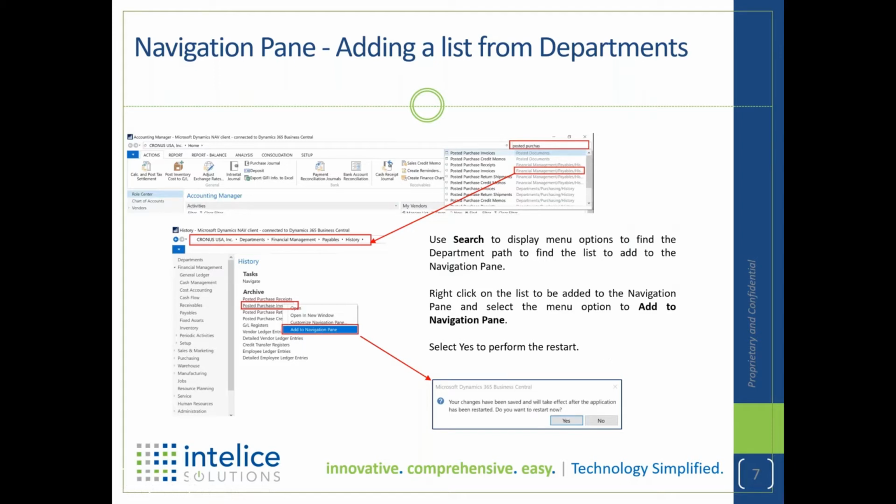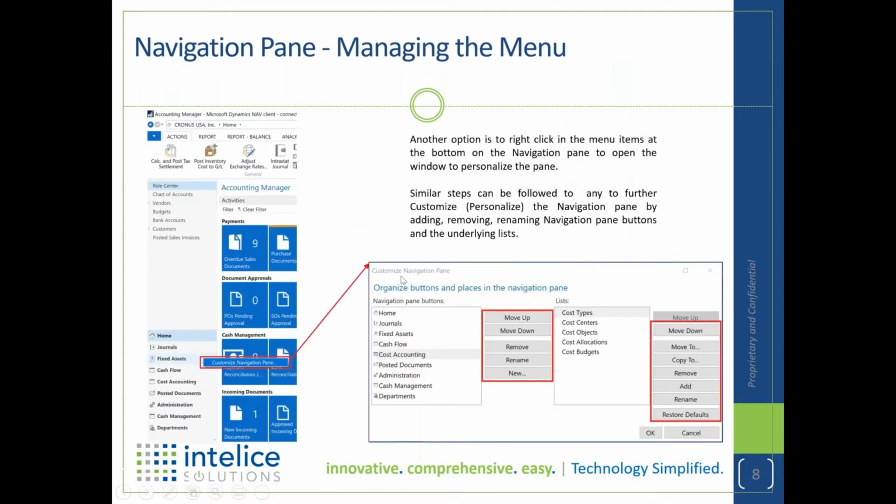You'll see it there. Another shortcut to change and manage your navigation pane is you can just come down to this activity area, right click on navigation pane, and you'll get that same window that you see here. And then this is a little bit of a better view. You can move these around. If you don't use cost accounting, if you don't use cash flows, you can move those off. You can change the order of these and delete any of the lower level lists.